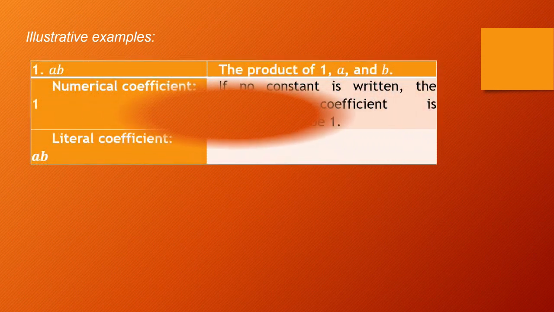Let's take here some examples. Now, example number 1, AB, meaning the product of 1, A and B. The numerical coefficient is 1. If no constant is written, the numerical coefficient is understood to be 1. And the literal coefficients are A, B.